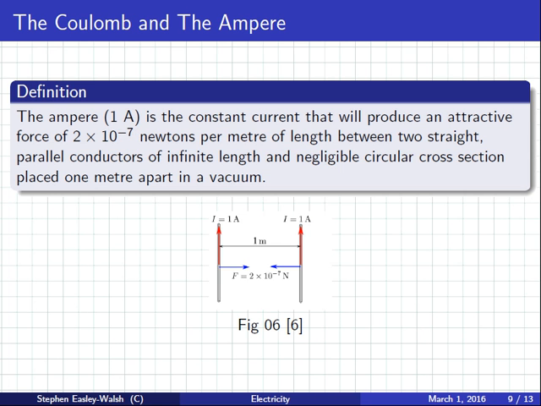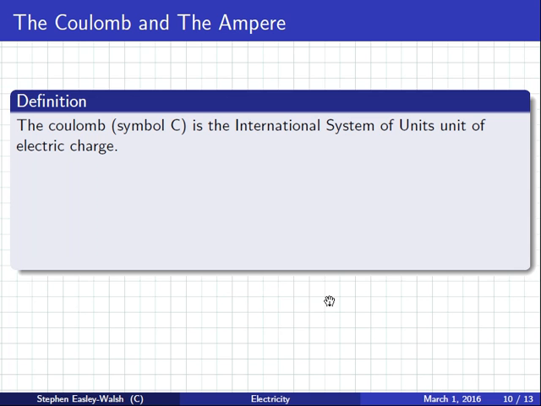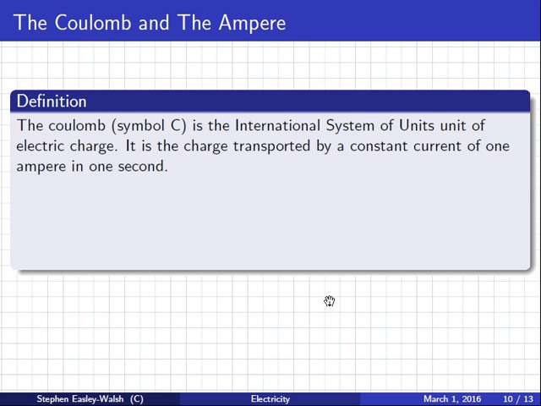So the next definition we'll do is actually going to be quite easy because we have this definition done already. The next definition is the Coulomb, and the Coulomb is what you use to measure charge. The definition of the Coulomb is much easier now if we have the amp defined already. The Coulomb, which is the letter C, is the standard SI unit of charge, and it's the charge you get when you have 1 amp for 1 second. So that's nice and simple.